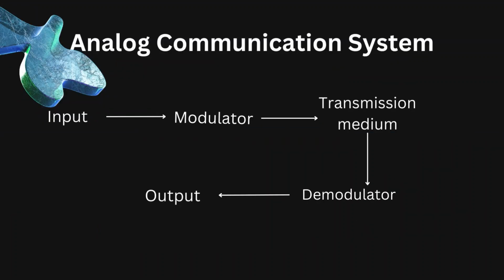After learning the analog modulation types, which are amplitude and angle modulation, next we will be learning the communication system. First, from the input, we will go to the modulator and then will be carried through a transmission medium such as cable or wave. Then they will go to the demodulator and then we will get our output.